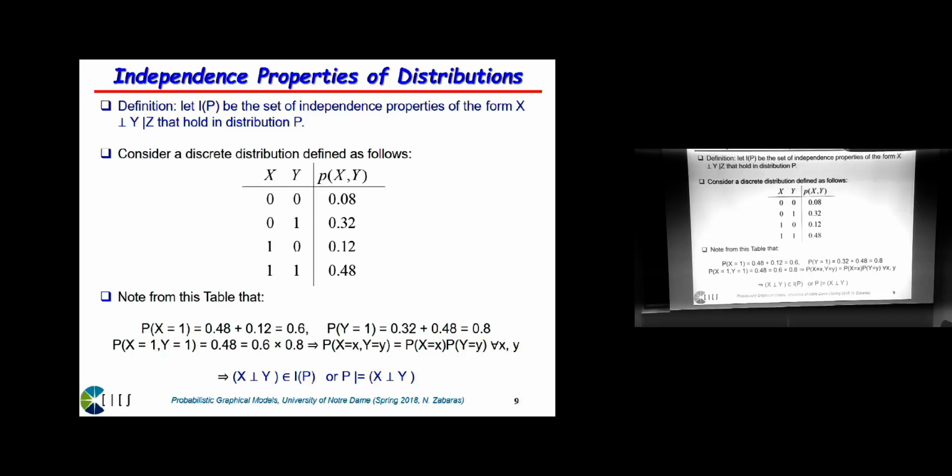So the I of P basically for this problem is the set that only involves x independent of y, right? No graph here or anything like that, right? So we have this distribution, and the only independence relation you can show is what you see here. So I of P is the set that only includes x independent of y.